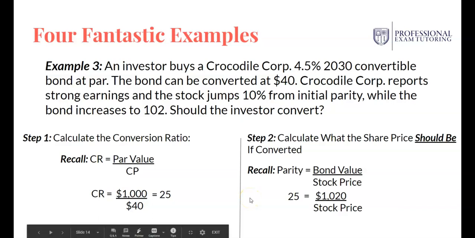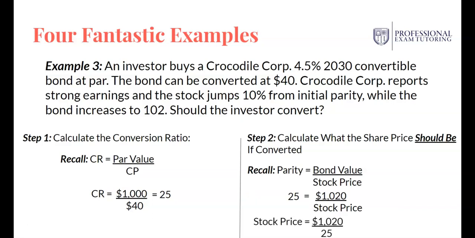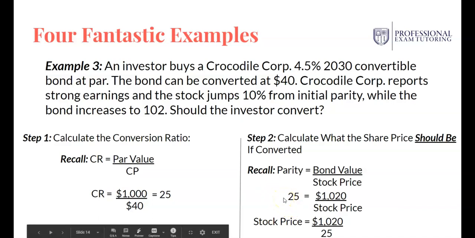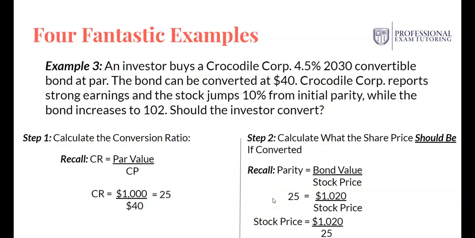So to solve for what that stock price should be, again, we're going to have to do some high school math here. We switch around the denominator and the left side of the equality. We shift the 25 underneath the 1,020 and we bring the stock price over to the left-hand side so we can isolate it to be by itself. And we find out that the stock price should be $40.80 when the bond price is 102.